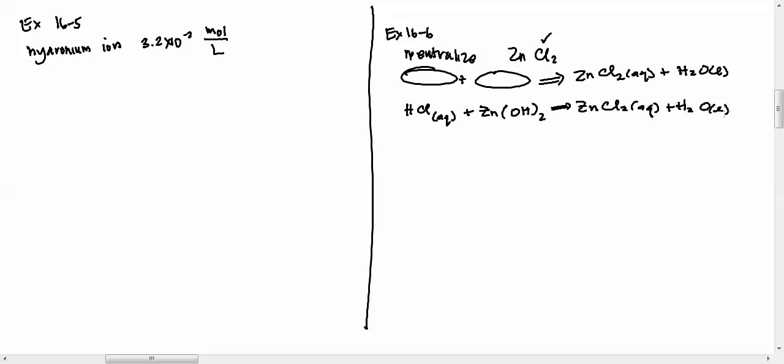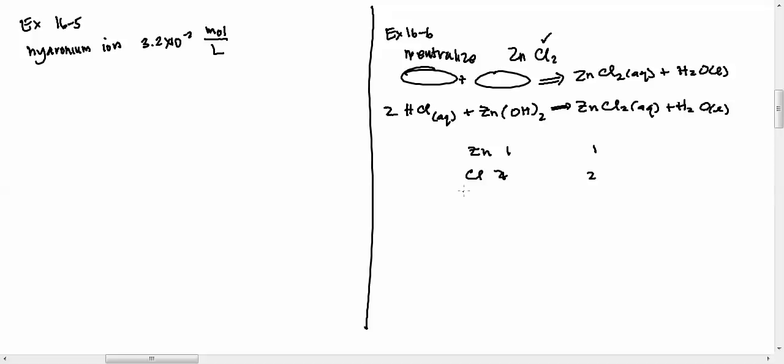Now what I really want to make sure of is, do I have the right coefficients? So let's see. As far as zinc goes, I've got 1 on the left and 1 on the right. So zinc is a 1 and a 1. And for my chlorine, I have 1 on the left and 2 on the right. And for my oxygen, I'm thinking I'm going to need a 2 here. So now I have a 2 on the left and a 2 on the right. I think we're good there.